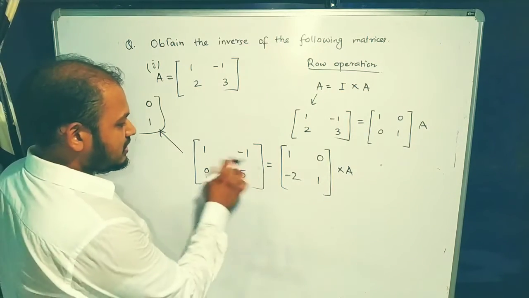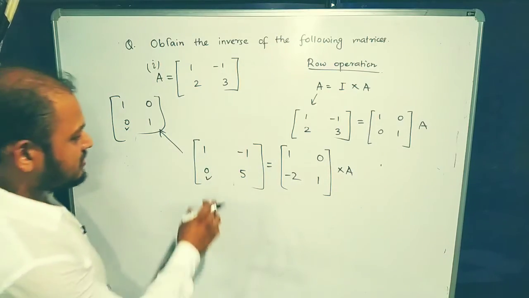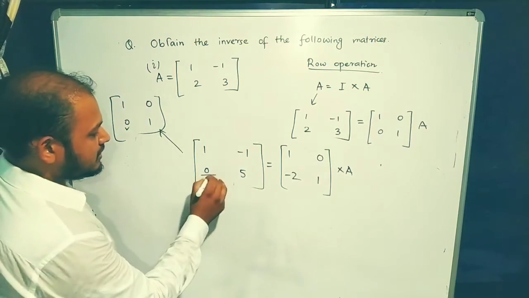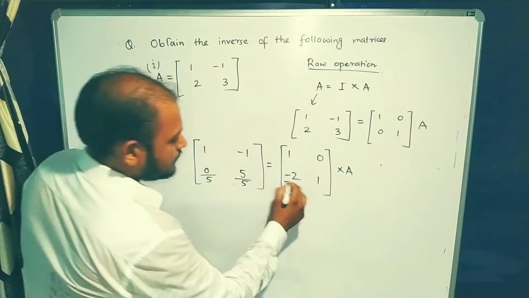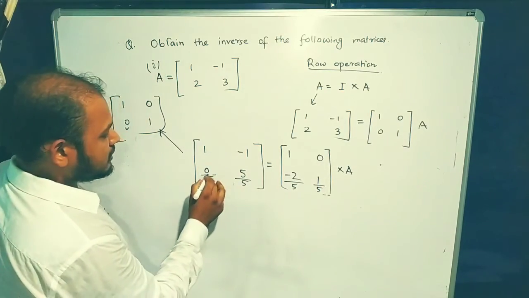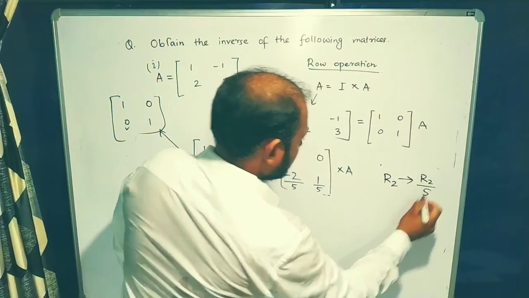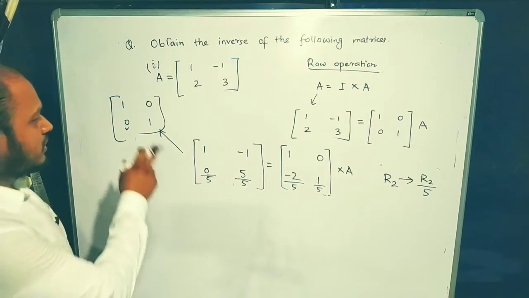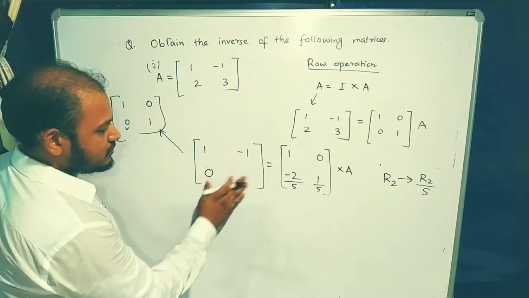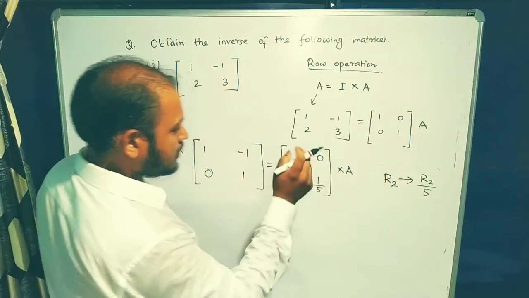How can we do that? Remember, we can multiply or magnify or demagnify an entire row. So if we divide the entire second row by the number 5, then what will happen? This operation is known as R2 becomes R2 by 5. Why are we dividing by 5? Because we are trying to make this number 1. So after division, 0 by 5 becomes 0 and 5 by 5 becomes 1. In the second case, this is minus 2 by 5 and 1 by 5.